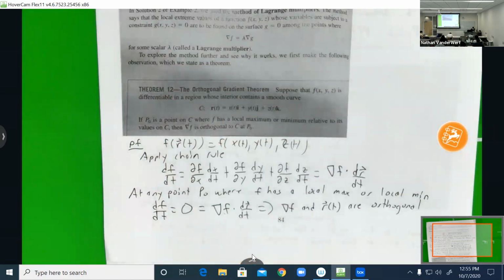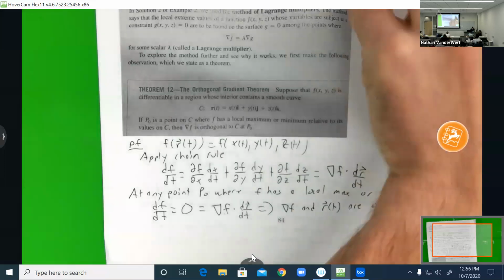And this works for any curve that's running through the surface at this point. For every single curve, this is true. Not just one curve, but any curve. So you can be sure that the gradient of f is completely orthogonal to the surface. All right.